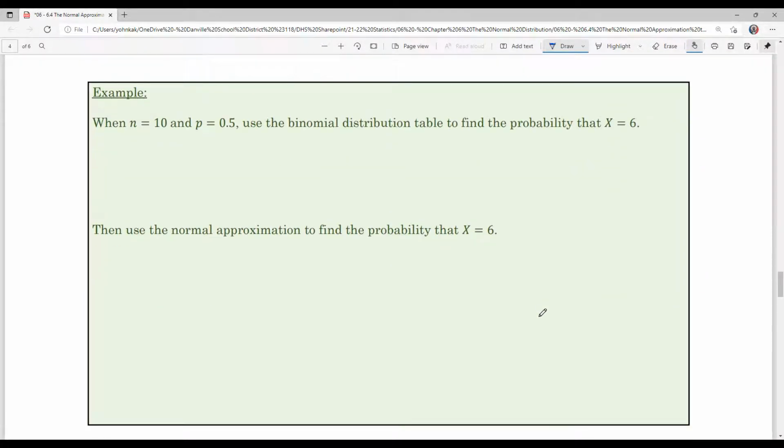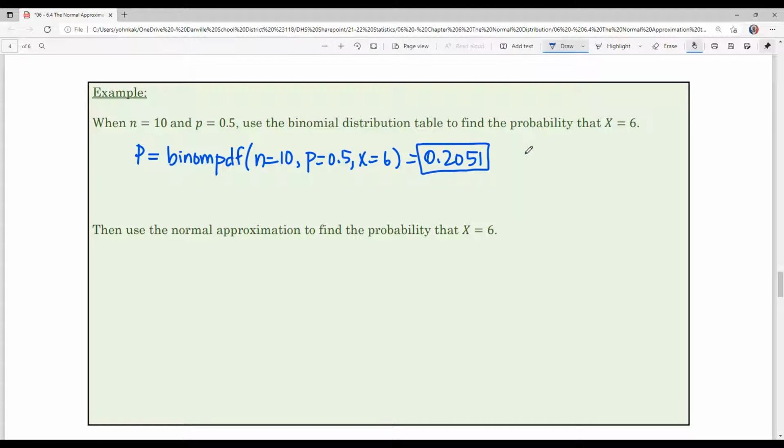Okay, so let's compare the binomial to the normal. So when n equals 10 and p equals 0.5, use the binomial distribution table to find the probability that x equals 6. Well, we never use the binomial distribution table, we just use the function on our calculator. So the probability is going to be the binom PDF. That was the button that we used on our calculator. And then the things went in the parentheses in alphabetical order. So we had the n equals 10, we had a p of 0.5, and we had an x of 6. If we type this into our calculator and hit enter, we get 0.2051.